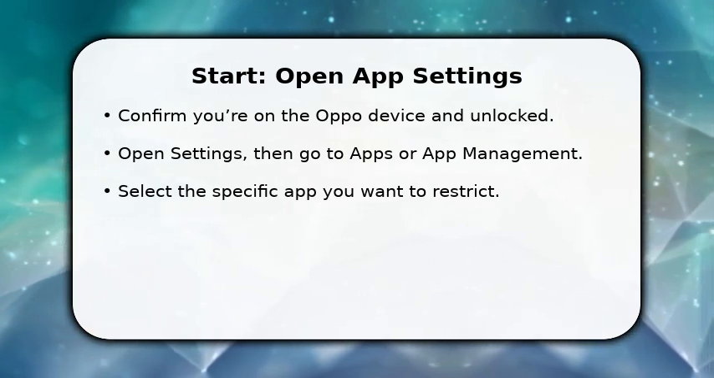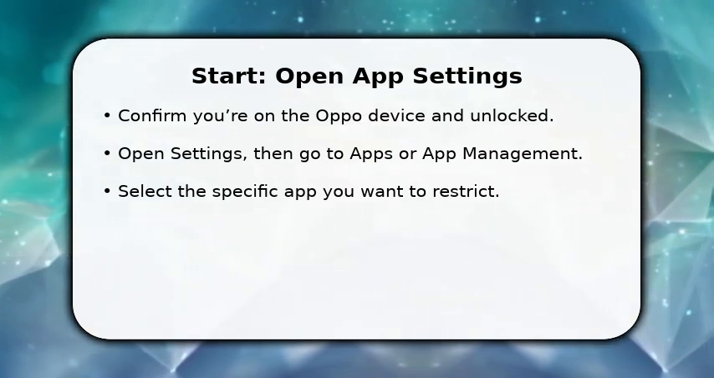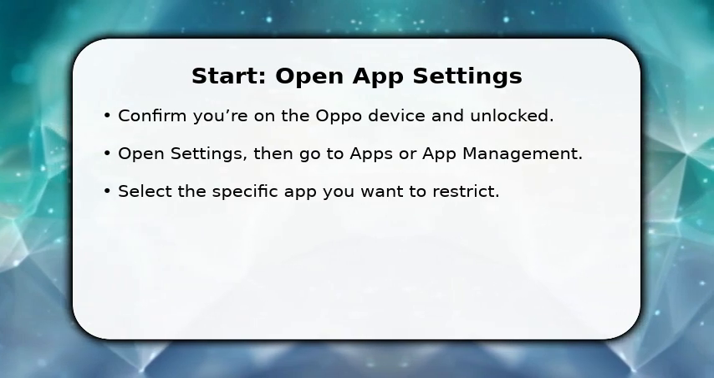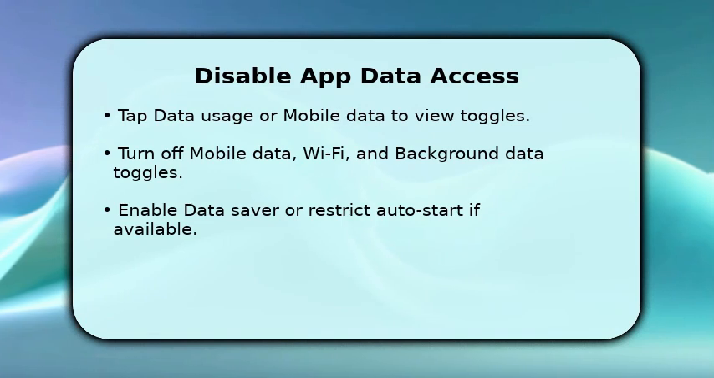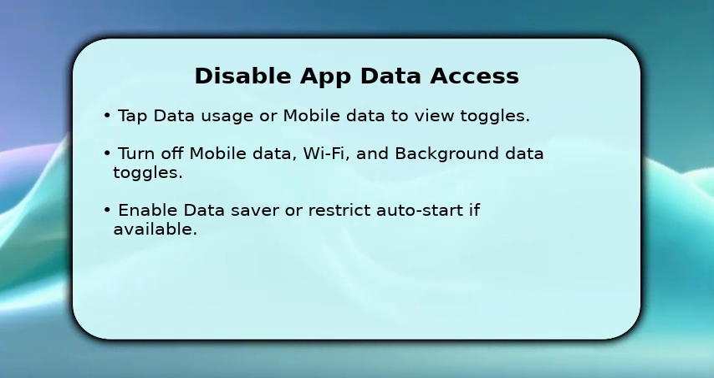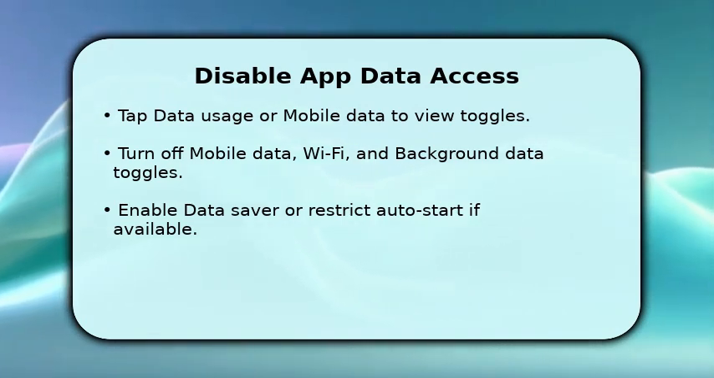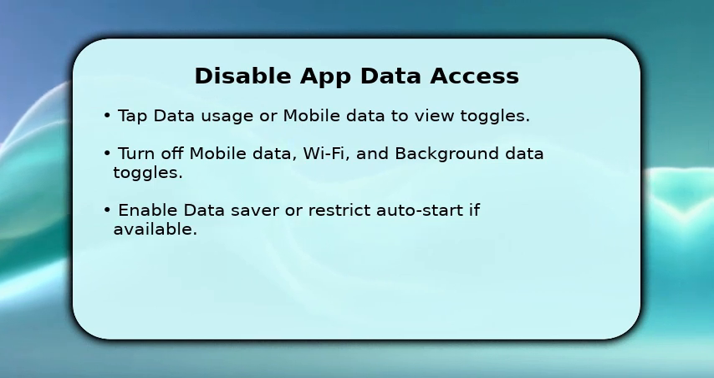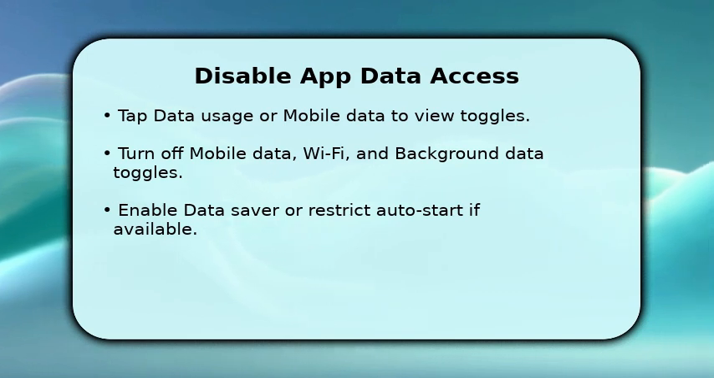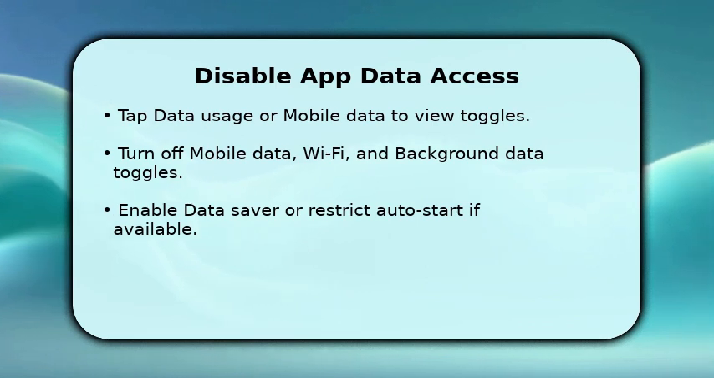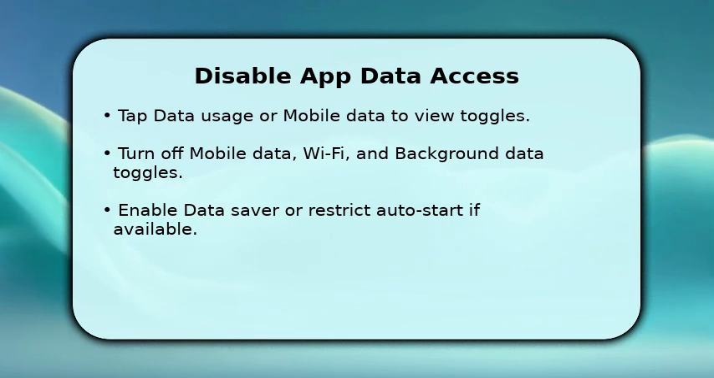This first step gives you the controls to turn off mobile data, Wi-Fi access, and background sync for that app. Once in the app's data usage panel, you'll see toggles for mobile data, Wi-Fi, and background data. Switch each off to stop internet access and background syncing. If Color OS shows an auto start or launch control, disable auto launch to prevent the app from restarting. Make sure Data Saver is enabled in main settings to reinforce restrictions system-wide.